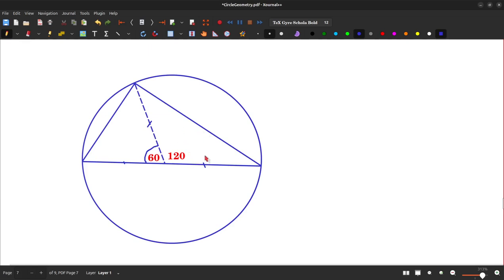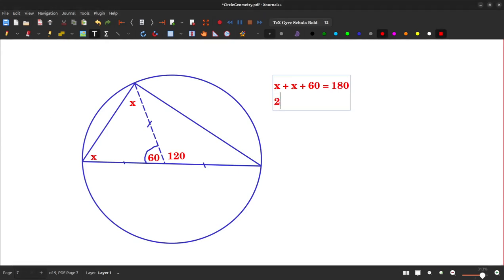Even this one here is actually an isosceles triangle, which means the base angle of this isosceles triangle, we can call it x, and call this one 2x. Then let's calculate the value of x. x plus 60 should give us 180, by the sum of angles in a triangle.